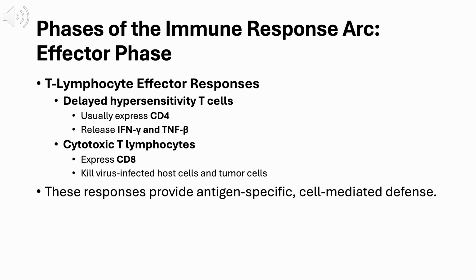Together, these two responses provide antigen-specific cell-mediated defense. One arm marshals the broader inflammatory response through cytokines. The other performs targeted assassination of compromised cells. Notice how cleanly this maps onto the HLA classes we covered earlier. CD4 delayed hypersensitivity cells reading class 2, CD8 cytotoxic cells reading class 1. Keep both types in view, because when we reach sympathetic ophthalmia, cytotoxic lymphocytes, and NK cells later in the lecture, we'll be expanding on exactly these mechanisms.